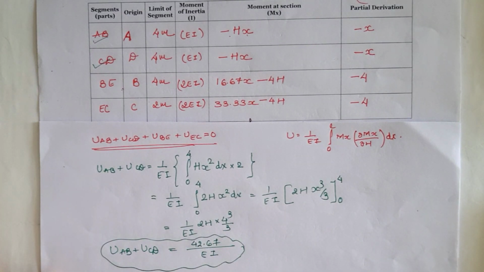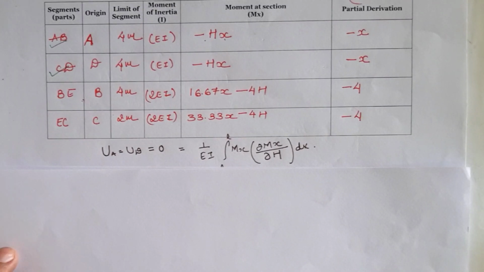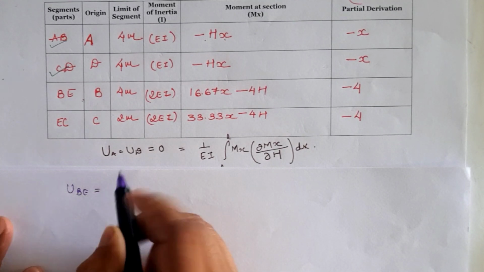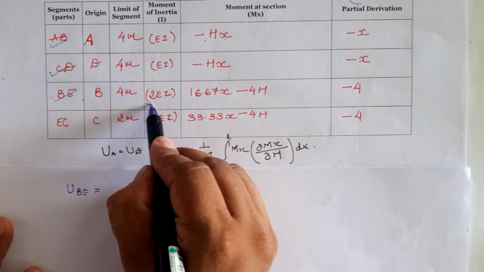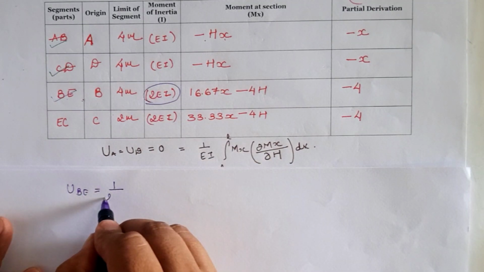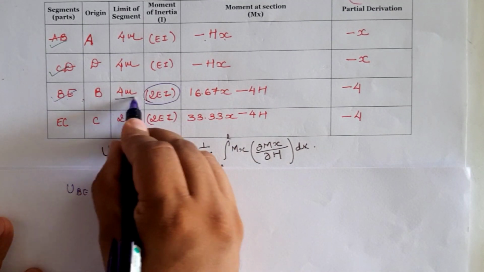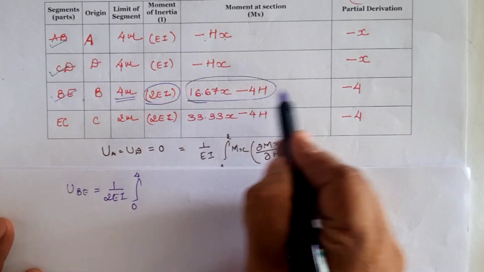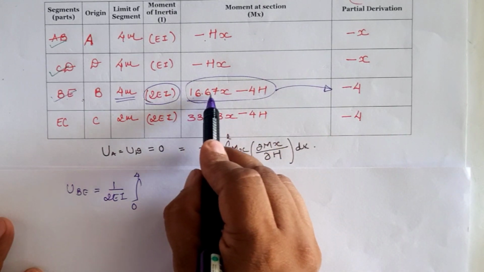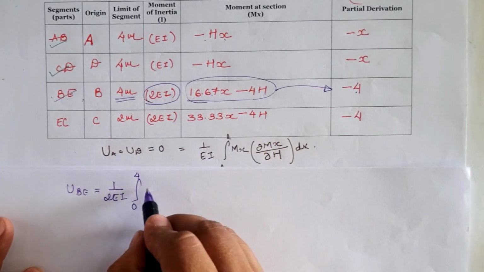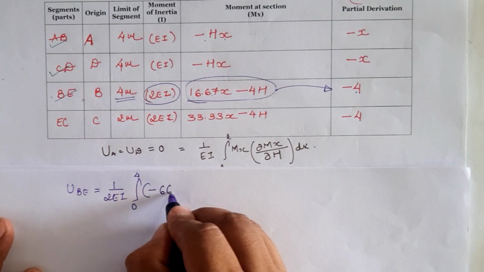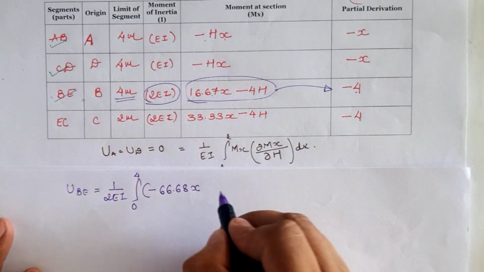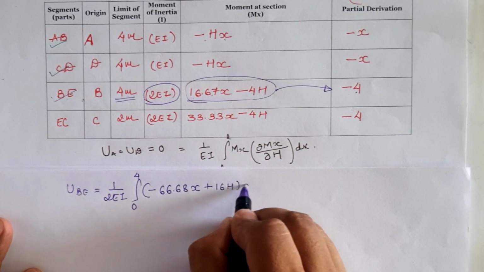Now going ahead for the strain energy in the B2E segment. For the B2E segment our I value is 2 times, hence it is 1 by 2EI. The limit is 4 meters, so the integration is 0 to 4. Now the multiplication of this moment with the partial derivation: 16.67x into minus 4 is minus 66.68x, and minus 4H into minus 4 is 16H, dx.